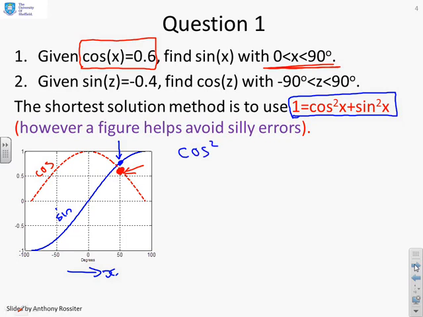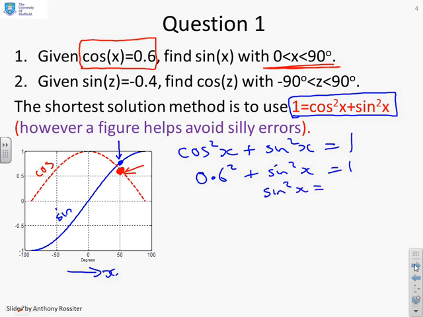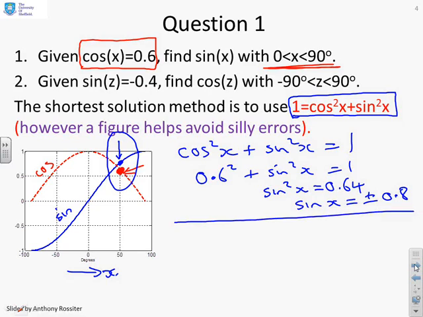So what we know is that cos squared x plus sine squared x equals 1. We're given cos x is 0.6, so we have 0.6 squared plus sine squared x equals 1, or in other words, sine squared x equals 0.64, or in other words, sine x equals plus or minus 0.8. However, looking at our figure, we can see that we only want the positive value, so our answer is going to be sine x equals plus 0.8, not the minus 0.8.